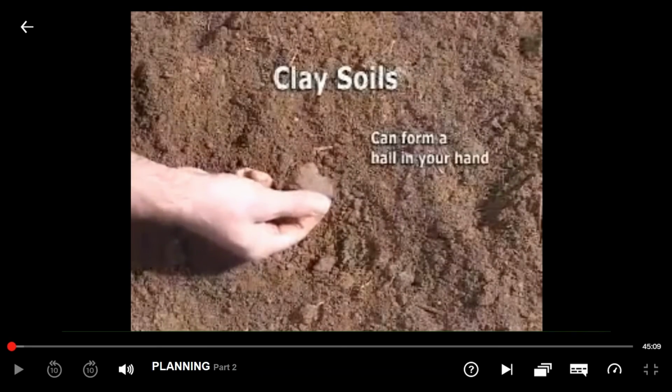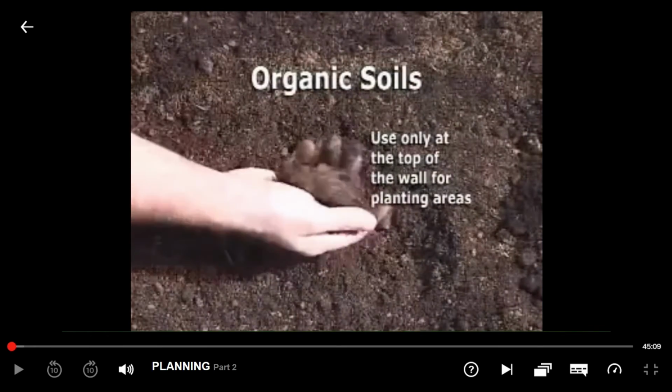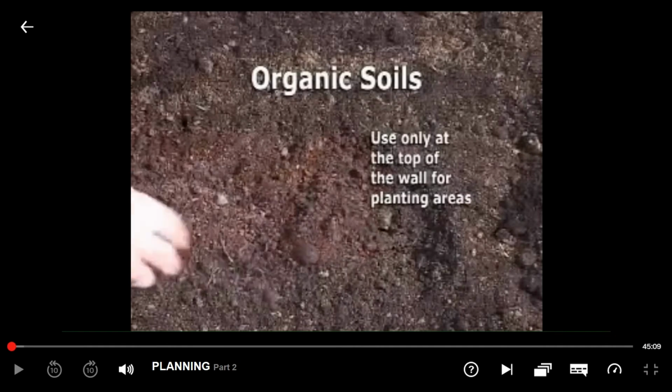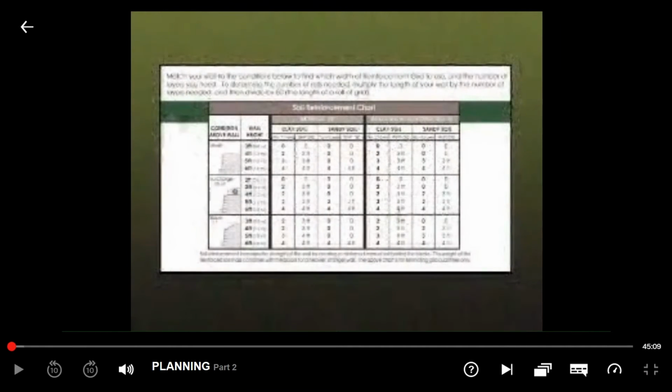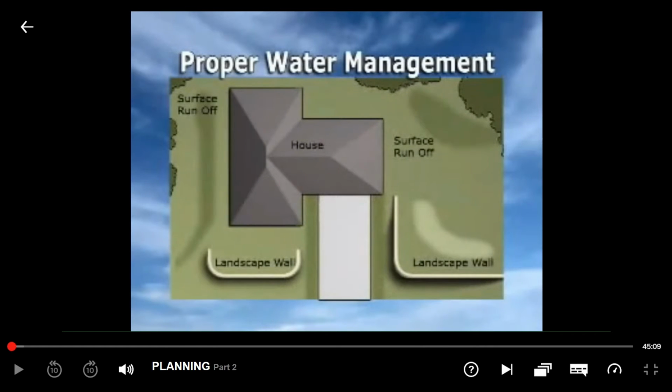Third, identify soil types and water drainage. Granular soils, which have a sandy feel, are great for building on, as they allow for good water drainage. Clay soils stick together and place pressure on the walls. Organic soils will also stick together, but they should only be used on top of the walls for planting areas. If the soil is not suitable to build on, you may need to bring in new soil to ensure the structural integrity of your retaining wall.